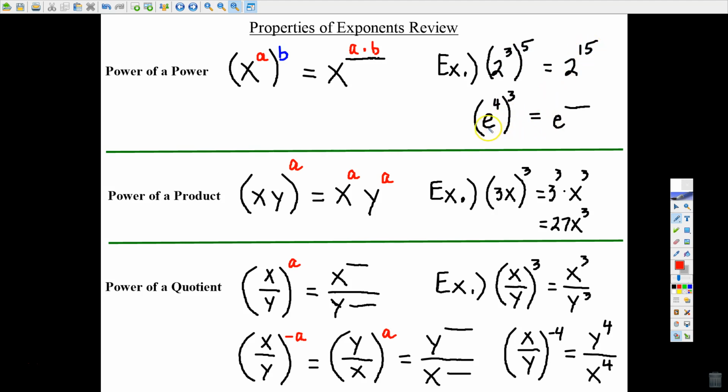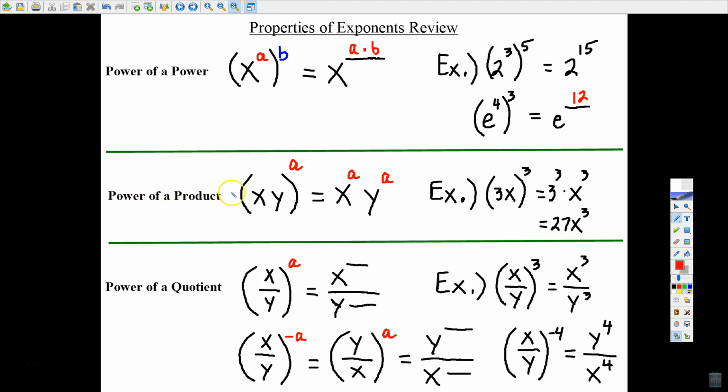Here's another example, the base of e to the fourth, that's being raised to the third, that would be e to the 4 times 3, which is 12, e to the 12th power. So that's an example of a power of a power. We multiply the exponents together.